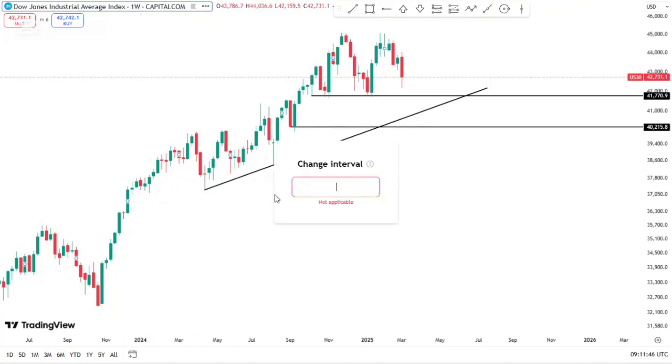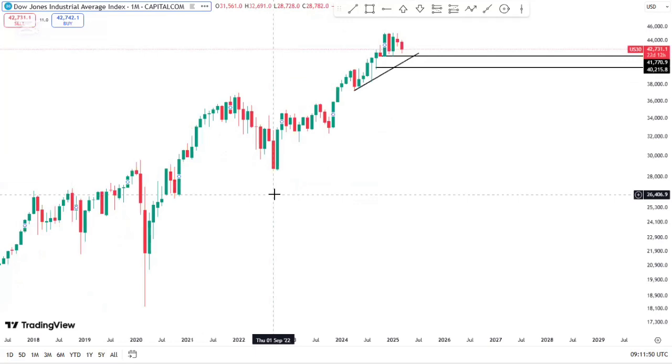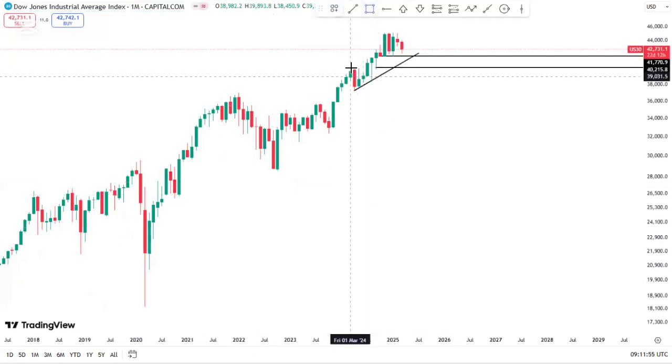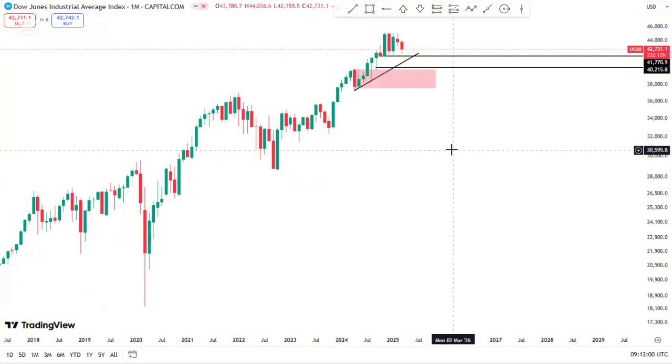Let's go back to monthly. Whatever you do, guys, do not forget to use your monthly time frame. On the monthly time frame, this is what we had, a continuation pattern. But this continuation pattern on the monthly time frame was tested. Therefore, we jump to 3 months.